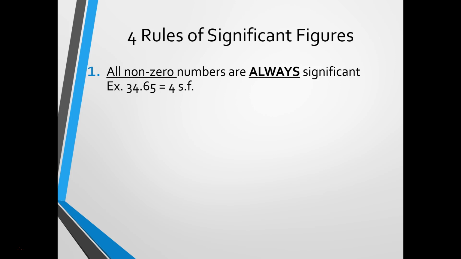So in this case, our example is 34.65. That has 4 significant figures because there are 4 numbers. Let's say we had the number 356.789. Well, these are all non-zero numbers, which means they're all significant, which means we would have 6 significant figures.